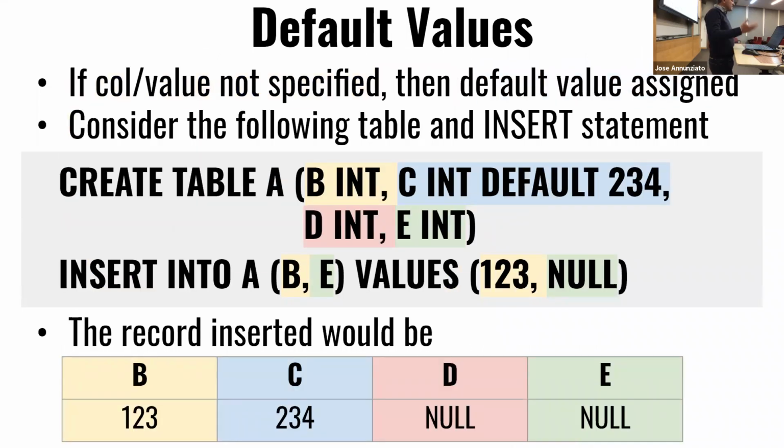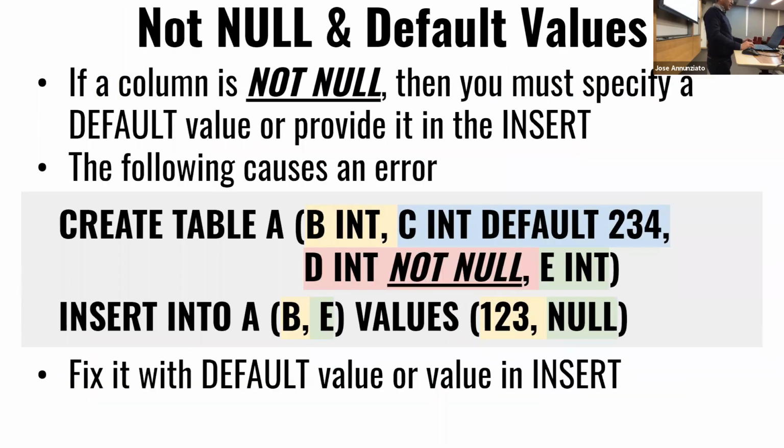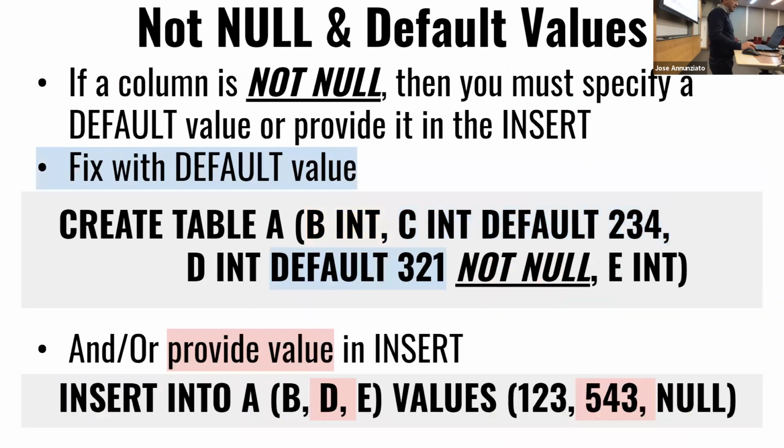So here's just a couple of examples of what would happen if you insert some values that are required or that you are declaring as default. If you're not providing a value for D, which you've declared not null, you'll get an error, unless you perhaps give a default value, and then you'd be okay.